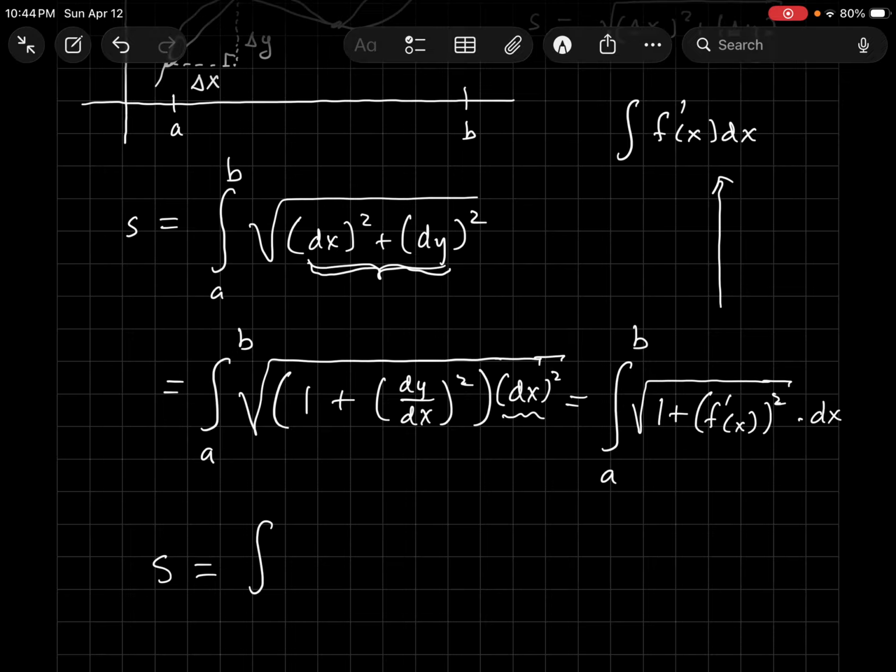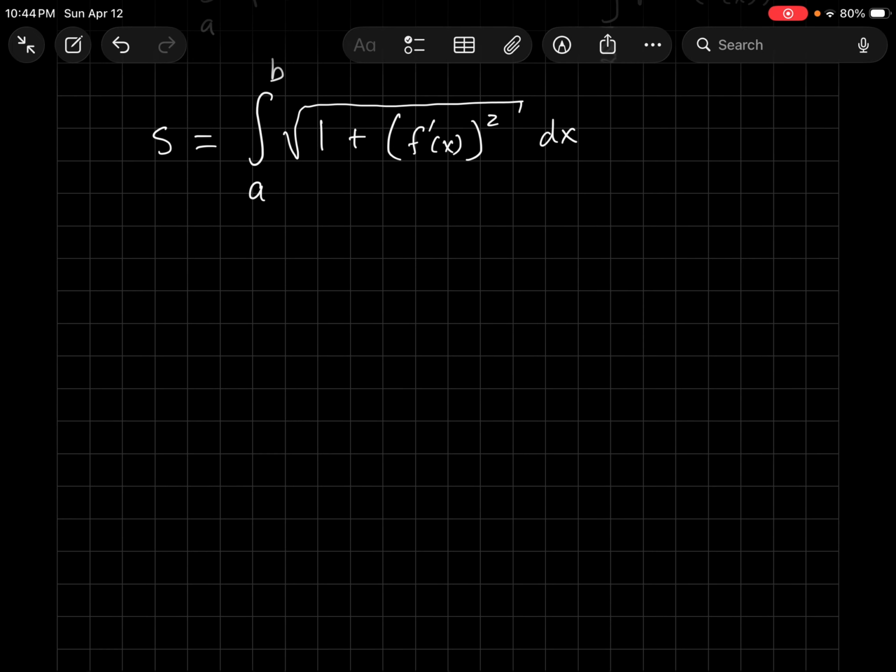So the arc length, I'm going to rewrite it again, just a little bit prettier, is the integral from a to b of the square root of 1 plus f prime of x squared dx.